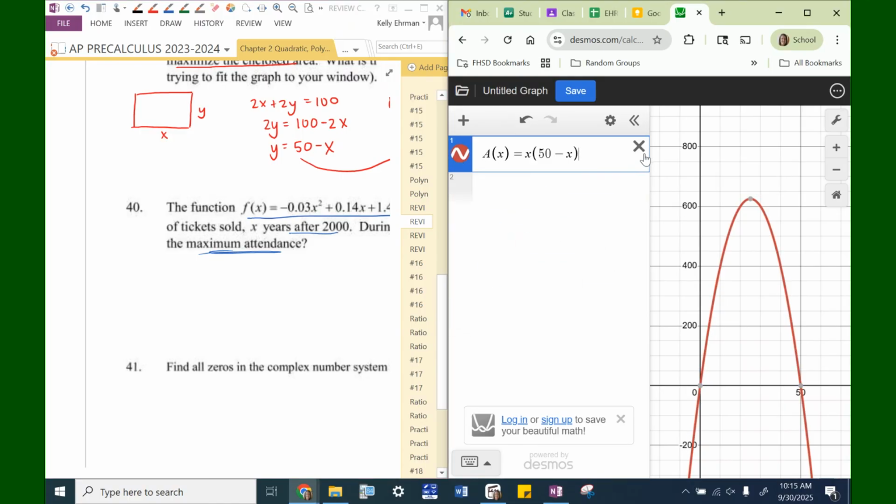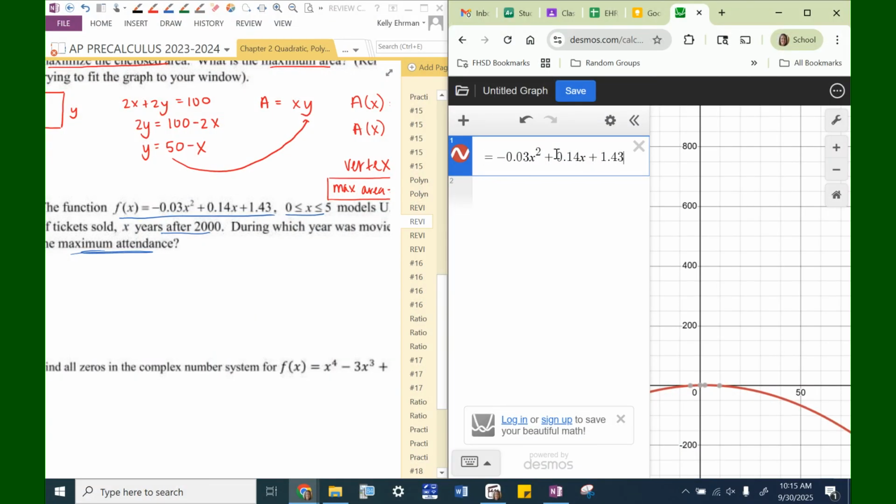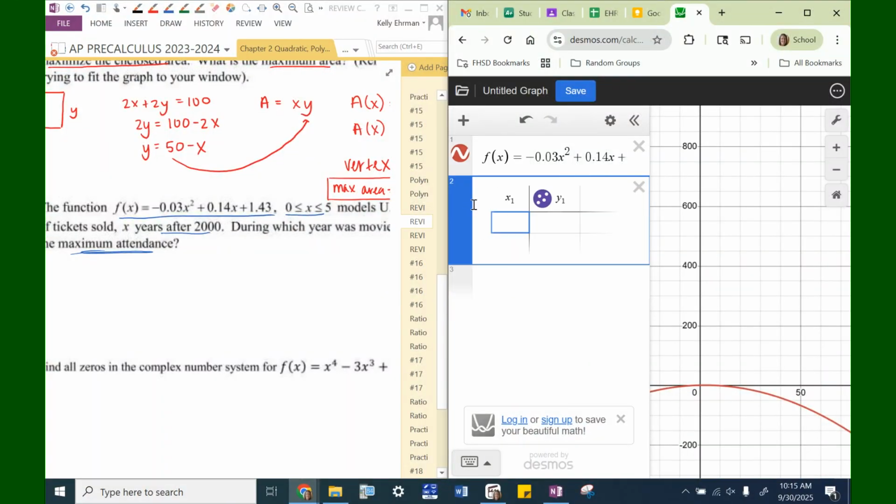So this should be pretty easy as long as we can get it to fit in our window. So I'm going to erase, X out what I have here. I'm going to type this in carefully so it's exactly what I see. So negative 0.03x squared plus 0.14x plus 1.43. And we don't want to look at the entire graph. We only want 0 to 5. So I'm going to add a table: 0 to 5, f of 0, f of 5, and then zoom fit.